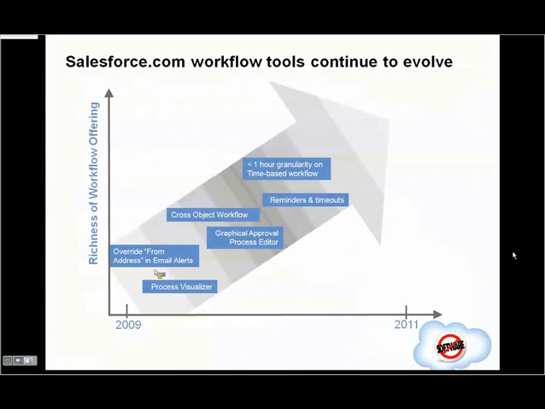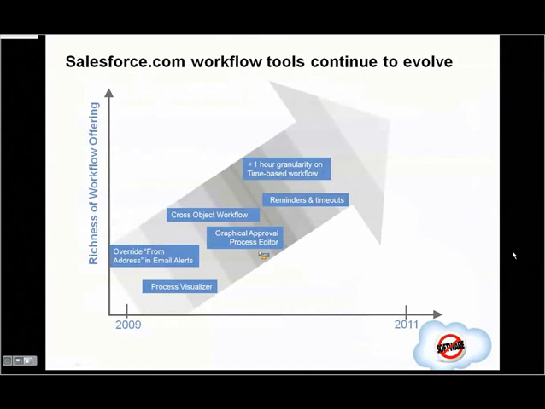The process visualizer is a feature which was released in beta last release. Hopefully you had a chance to play with it. It's coming out of beta next release, with several other enhancements we'll see shortly in demos. The process visualizer was a first foray into providing a graphical representation of approval processes in Salesforce. The next evolution of that is a graphical approval process editor, which we're working on really aggressively.